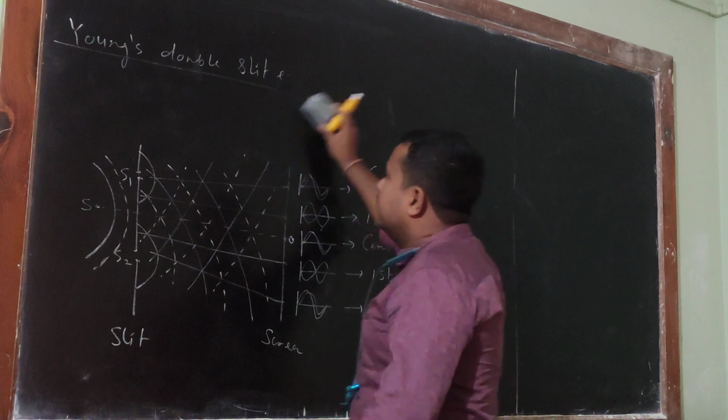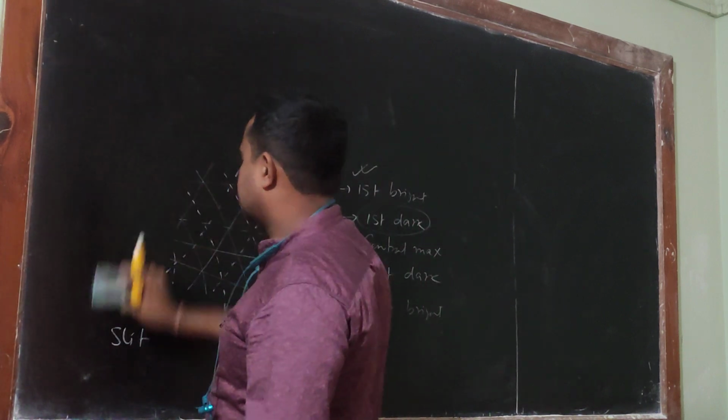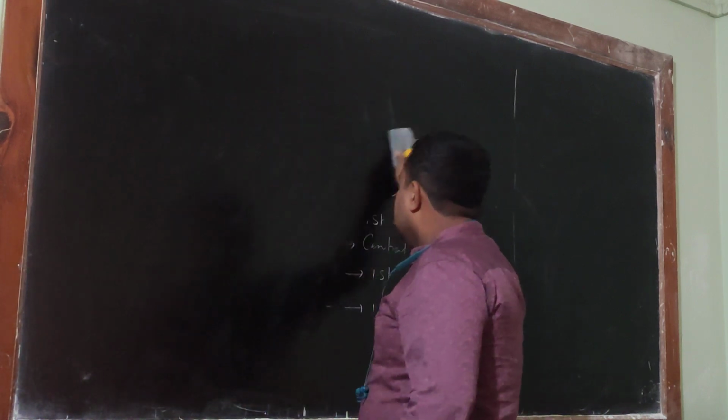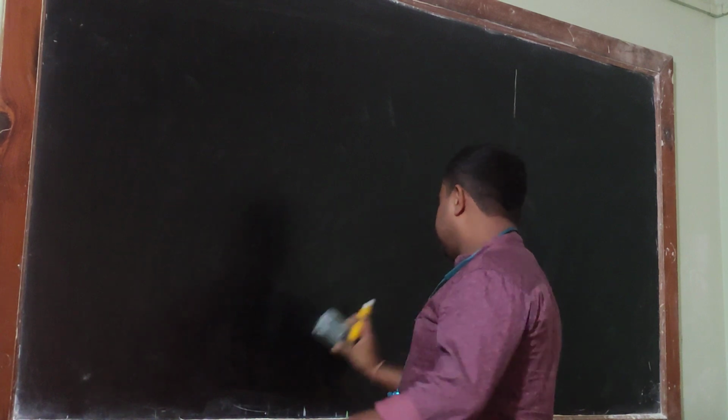Now we will find the condition of constructive and destructive interference. For that, we have to derive the expression for resultant intensity.